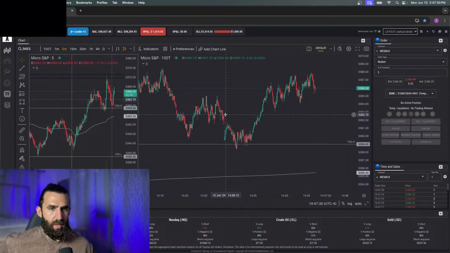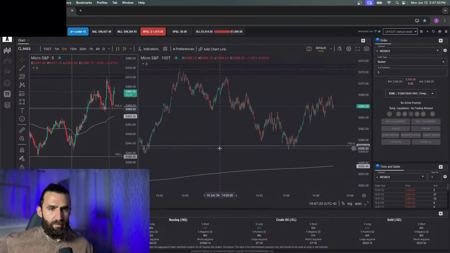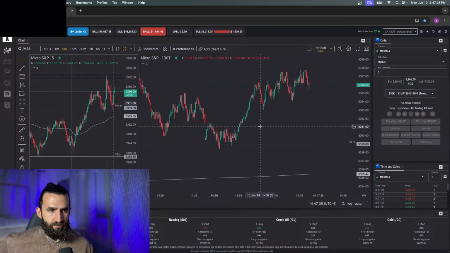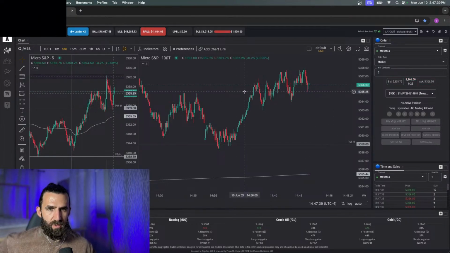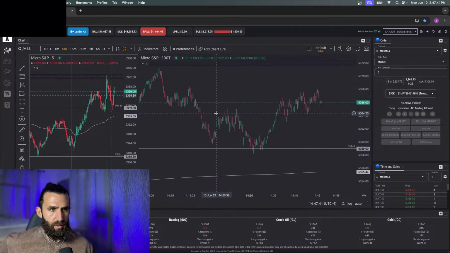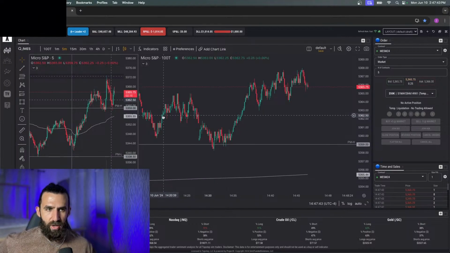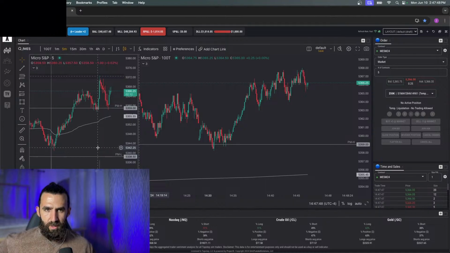Pre-market high, man. Pre-market high, prior day high, pre-market low, prior day low, discretionary levels, zones based off market structure and price action. That's the bread and butter of my trading. VWAP line, and that's really what I like.